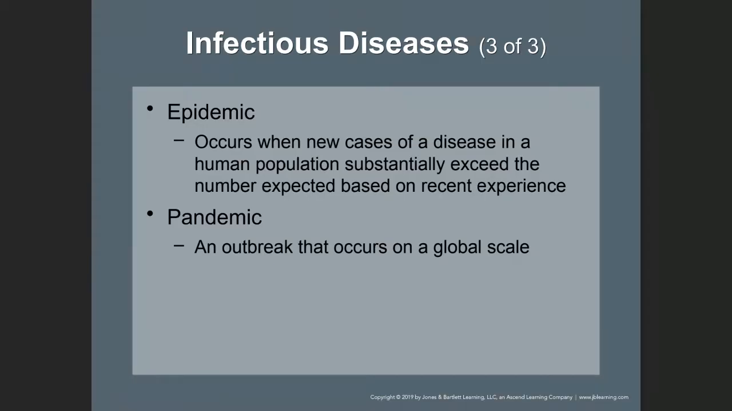Now, an epidemic occurs when there are new cases of a disease in a human population more than is expected at a particular time. A pandemic is an outbreak of a disease globally at a particular time.